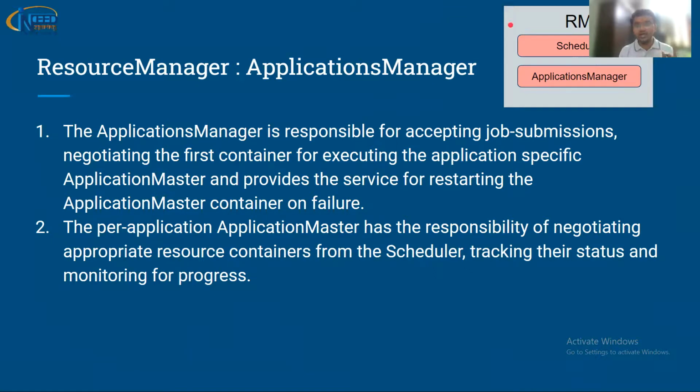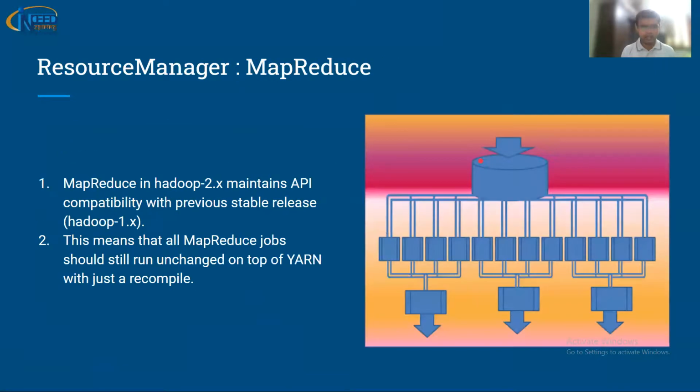So once again, to summarize, the resource manager has two components. One is the scheduler and the second component is the application manager. The scheduler looks after the scheduling of the jobs, which one to run first, which one second, which ones in parallel. And the application manager is responsible for initiating the application master, and the application master handles the whole job. So this is how the responsibilities are split up.